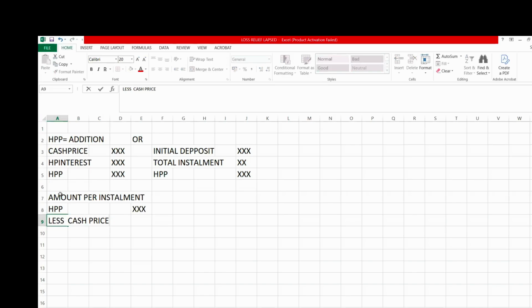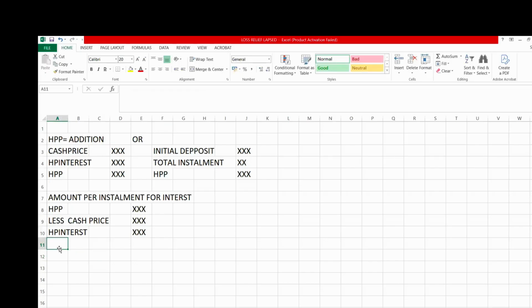You know, we told you that hire purchase price is cash price plus interest. That means if you remove cash price from hire purchase price, that will give me the hire purchase interest. So when you know the hire purchase interest, you can know the amount per installment for interest.